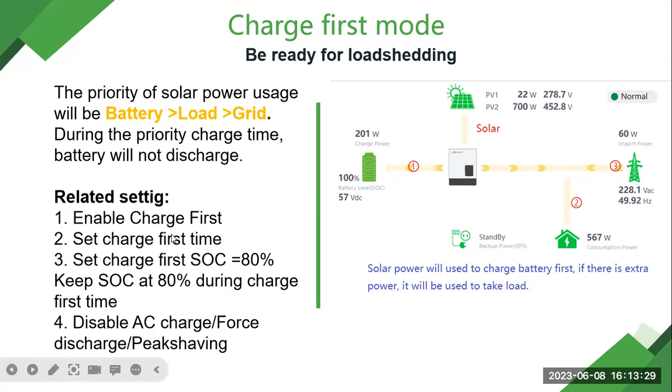So for the related settings I just showed, you have to enable charge first, choose the time and the SOC you want, and disable the others like AC charge, force discharge, and peak shaving. Of course, if you want to use AC charge, you can combine them. For example, although you set charge priority, if you think the solar is not enough, then you can enable AC charge.